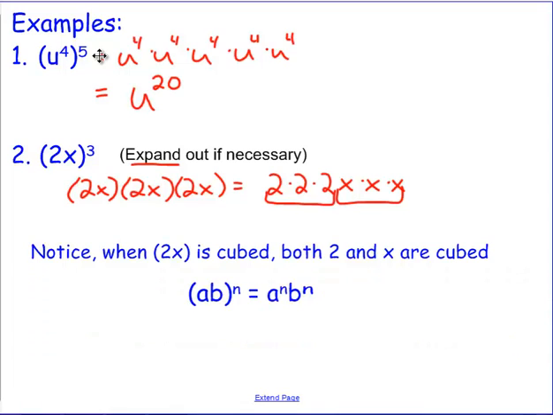If I have something in parentheses, this would be a power of a product property, the power of a product. Whatever's inside those parentheses, we're going to take each of those values to the power. In this case, we take a to the n and b to the n. Our answer up here for 2x cubed would be 8x cubed. We've cubed 2 and we've cubed x.